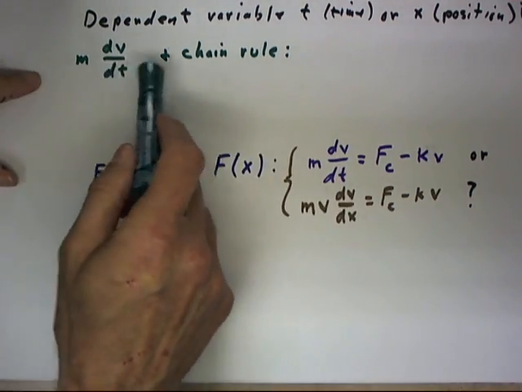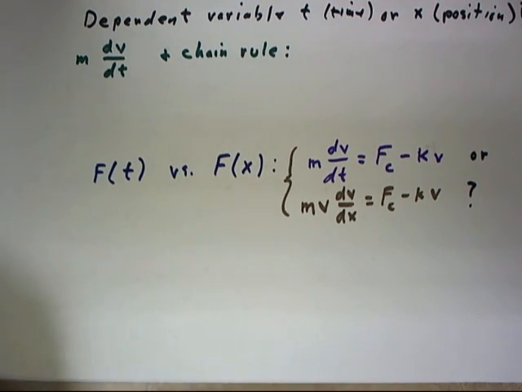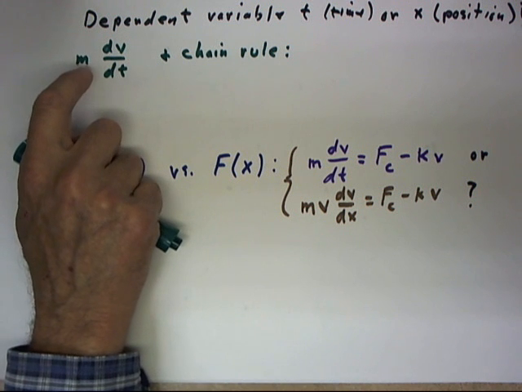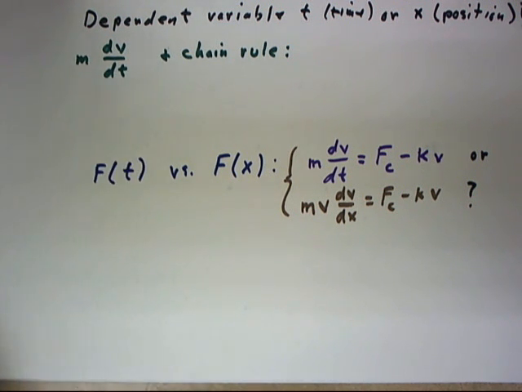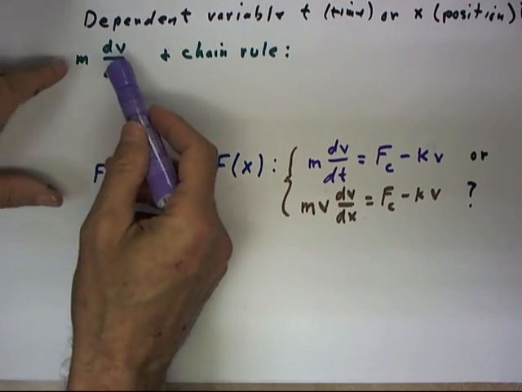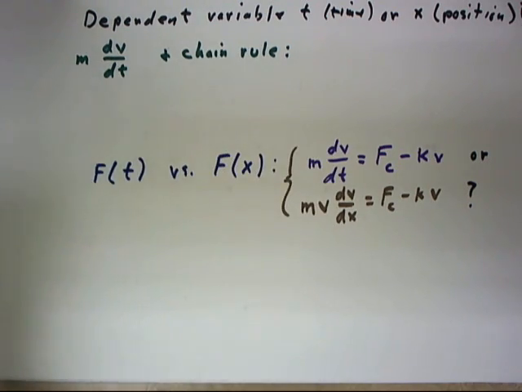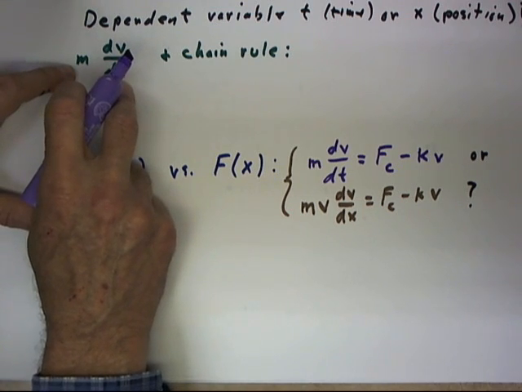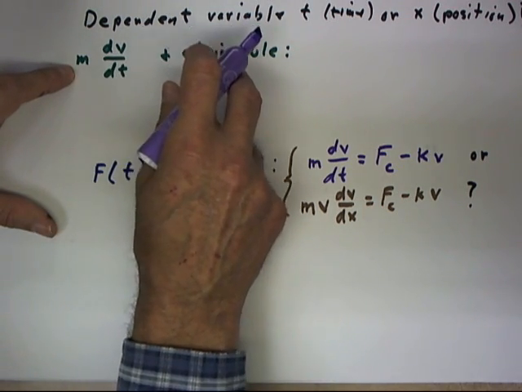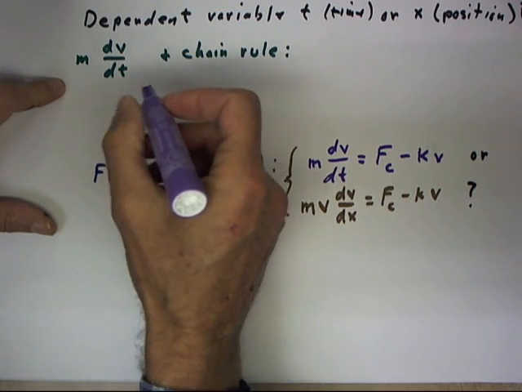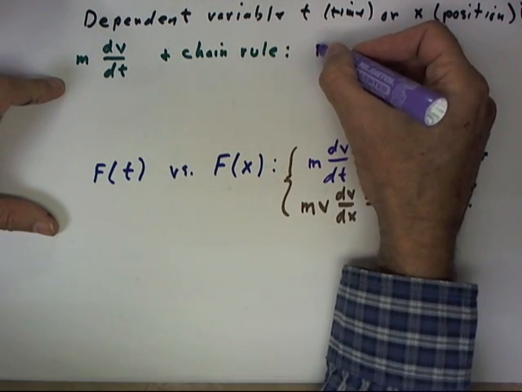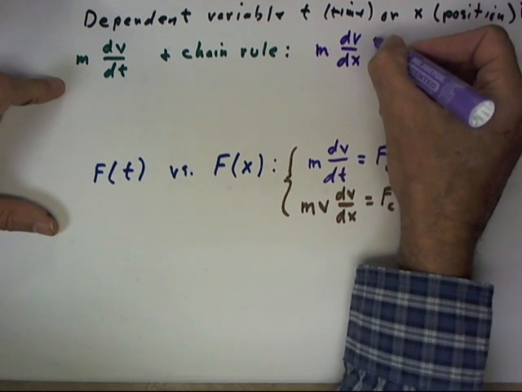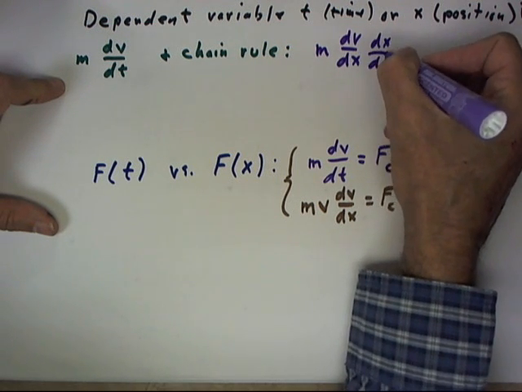Now, in order to get a handle on how this works, let's just take the expression m dv/dt, which of course is mass times acceleration. If we take the expression m dv/dt, we can apply the chain rule and interpose the variable x in the form m dv/dx times dx/dt.